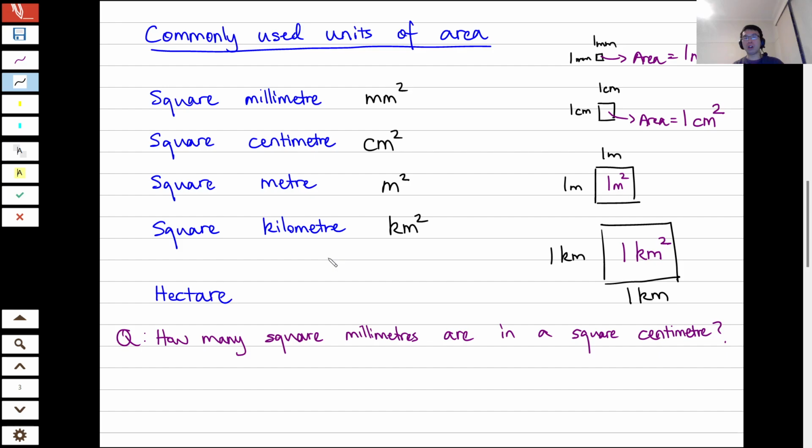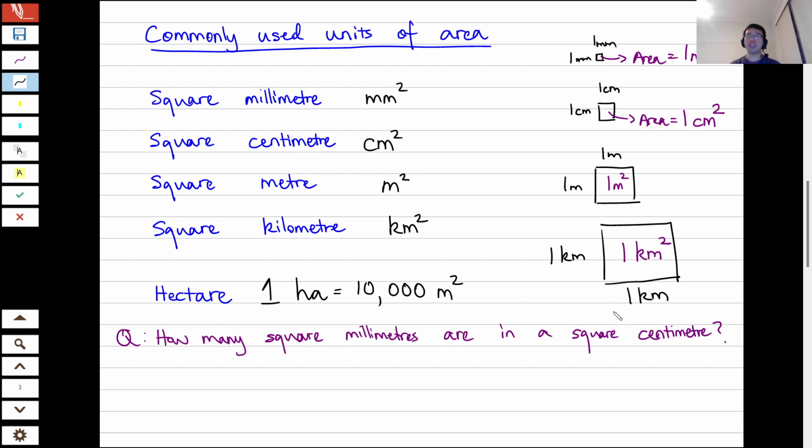Now, for reasons that I don't fully understand, your textbook wants you to know what a hectare is. It's a somewhat commonly used unit, and I'm just going to give you the definition. It is 10,000 square meters. So this is obtained by making a square with 100 meters by 100 meters. I'll just take that as a definition, and you'll be able to do the first question on the work program.